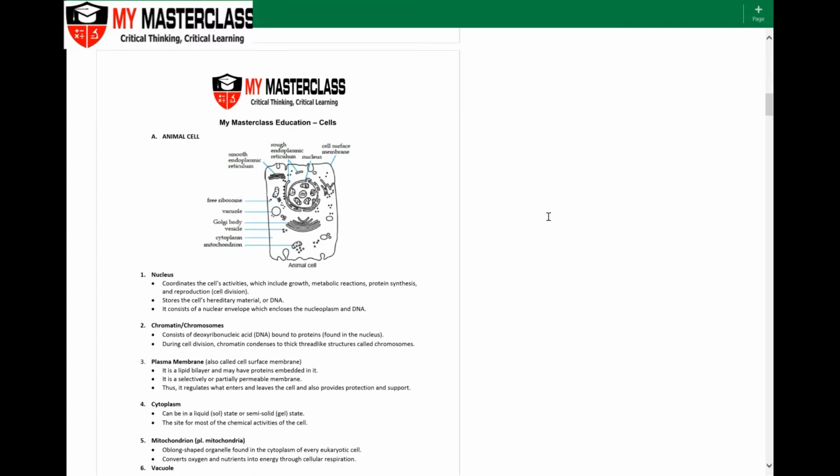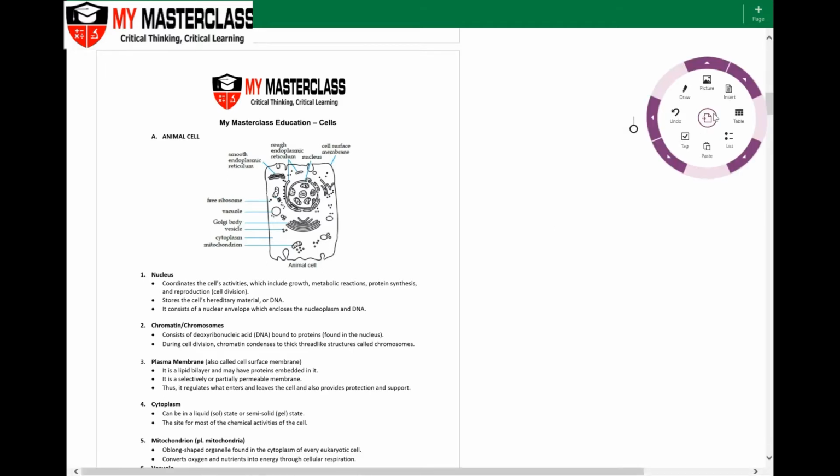Okay, so cells are divided into two main types of cells. So what are the two areas of cells that are being divided into? That one is your animal cells and your plant cells. Okay, so just let me write it out here. So you will have animal cells and plant cells.